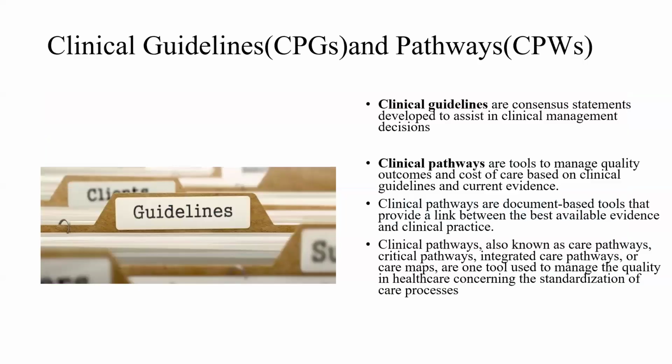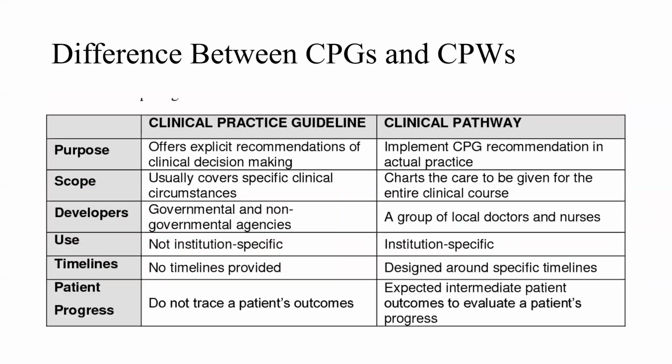Clinical guidelines and pathways under evidence are also another one. We know what clinical guidelines are. They are consensus statements that are developed to assist in clinical management decisions, while pathways are tools to manage quality, outcomes, and cost of care. Pathways are document-based tools that provide a link between the evidence and the clinical practice, and they're a pathway because they map. Here are generally the differences, so that I quickly don't bore you with it, but it's another measure that's very, very good.